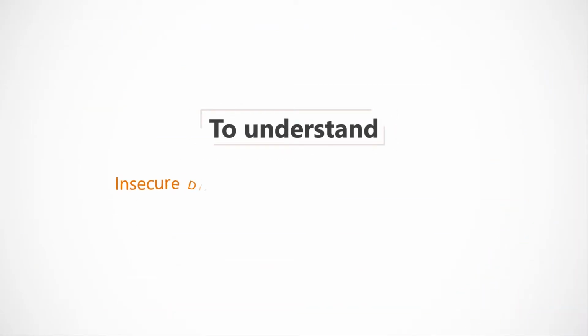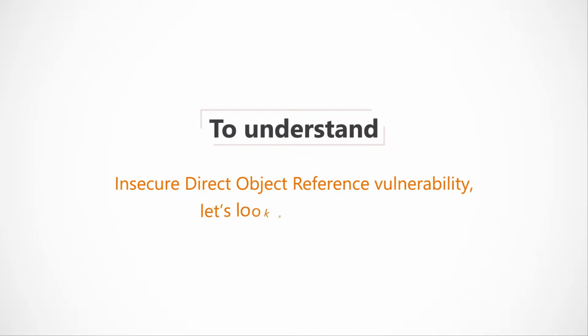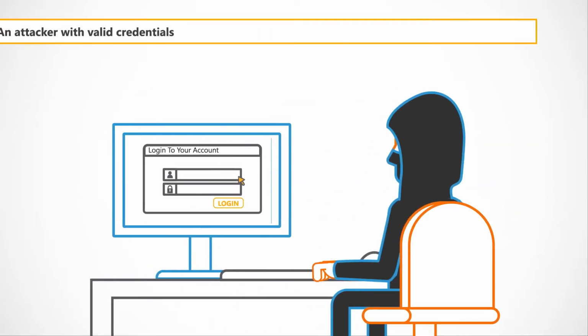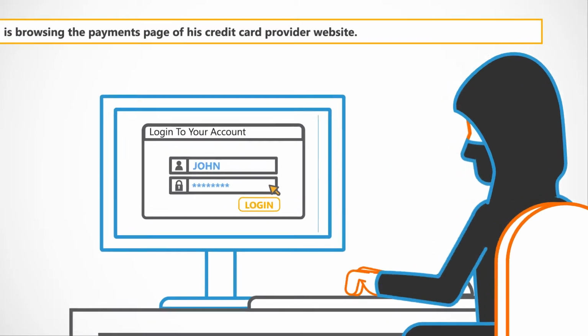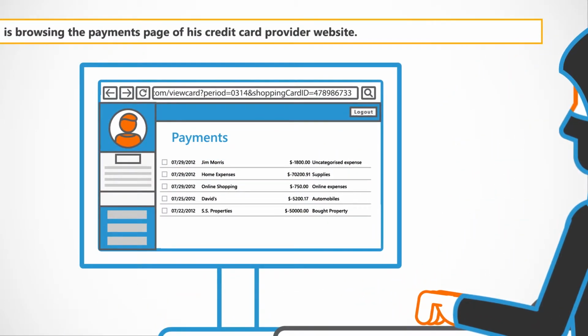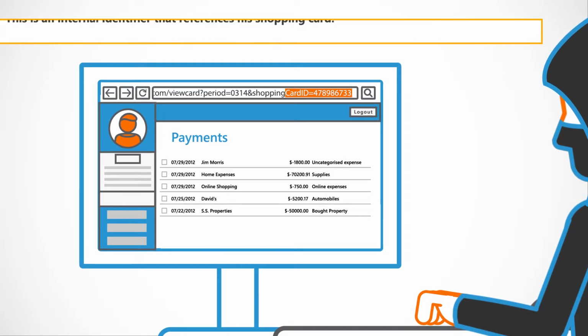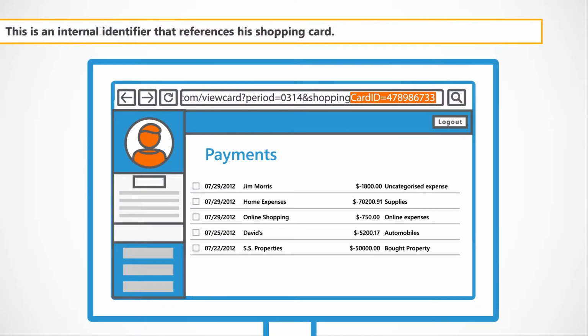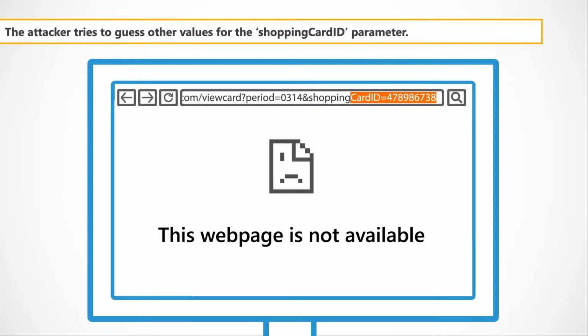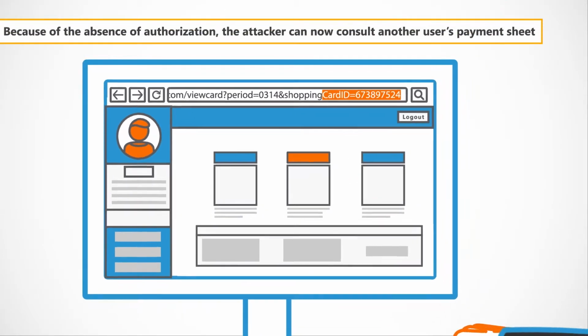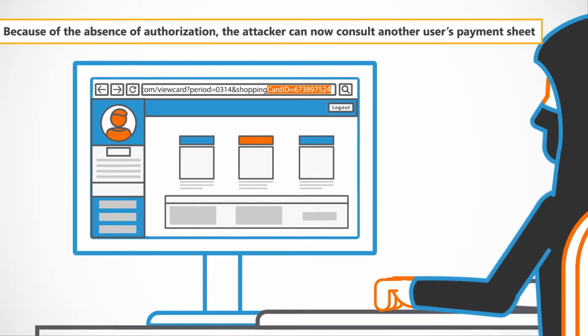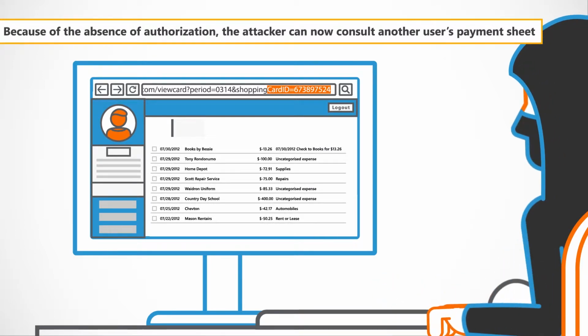To understand the insecure direct object reference vulnerability, let's look at an example. An attacker with valid credentials is browsing the payments page of his credit card provider website. The site uses the shopping cart ID parameter to determine the payment information to display. This is an internal identifier that references his shopping cart. The attacker tries to guess other values for the shopping cart ID parameter. Eventually, he finds a valid one. Because of the absence of authorization, the attacker can now consult another user's payment sheet.